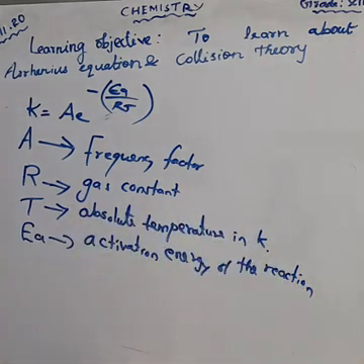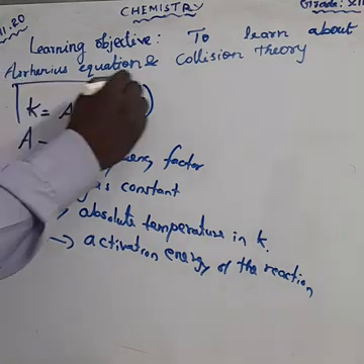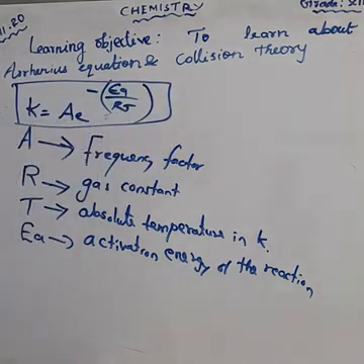Anyhow, Arrhenius proposed a relation between the rate constant and temperature. What is the formula? It is k = A e^(-Ea/RT).